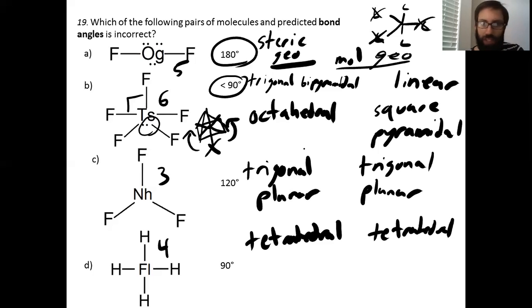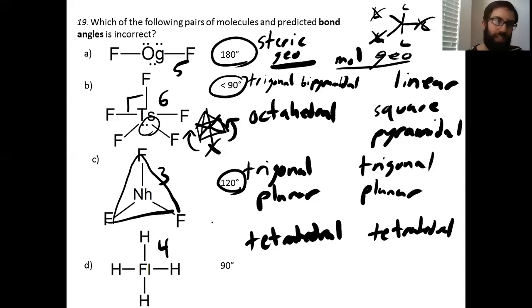Trigonal planar. It's trigonal planar straight up. There's no lone pairs. Trigonal planar is 360 divided by 3. It's an equilateral triangle, right? 120 degrees is correct. Tetrahedron is not 90 degrees, guys. 360 divided by 4 is 90 degrees. I know it seems tempting. That would be a square plane. It's not in a square plane. It's 109.5.